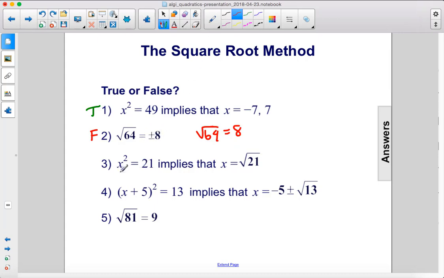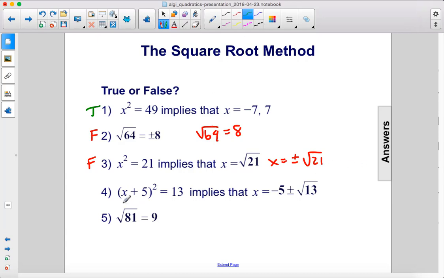All right, the next one, x squared equals 21 implies that x equals the square root of 21. This is false because it's actually x equals plus or minus the square root of 21. The square root of 21 is only going to be a positive number, so you have to put this positive or negative out front so that we get the two different solutions.